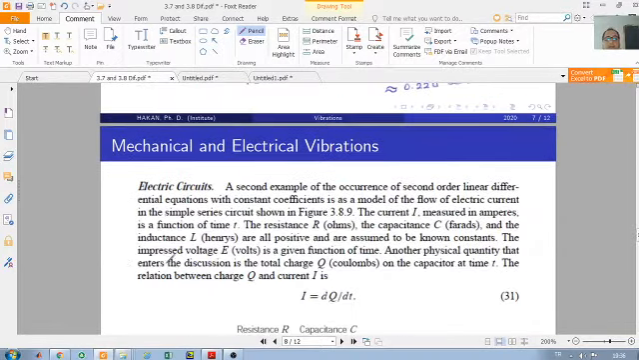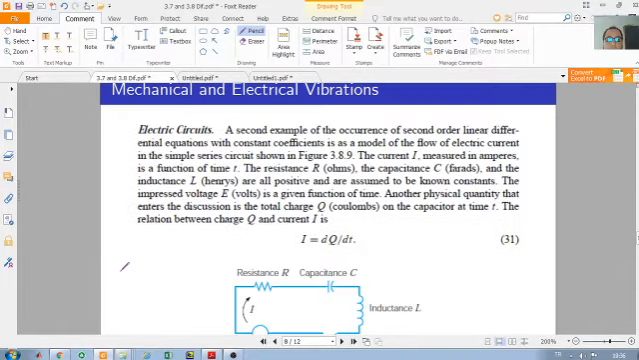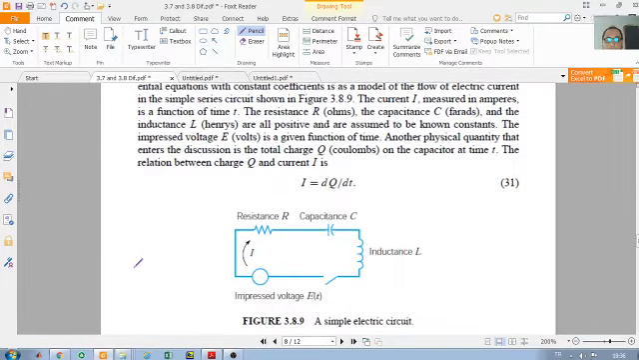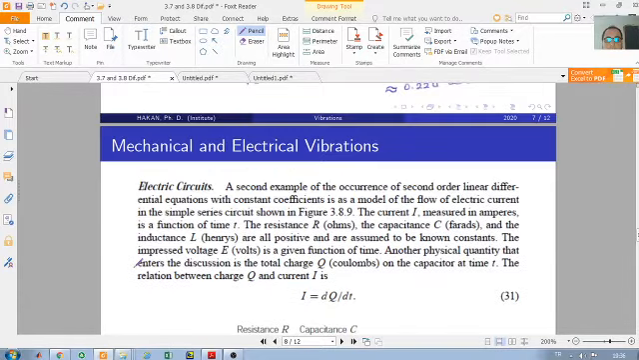Okay, the second application is to model the impressed voltage in a simple electric circuit. A second example of the occurrence of second-order linear differential equations with constant coefficients is as a model of the flow of electric current in the simple series circuit shown in this figure.